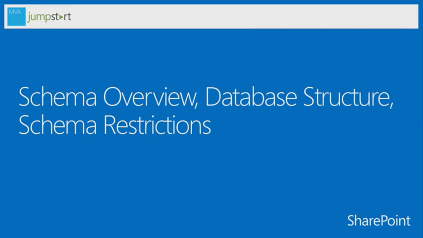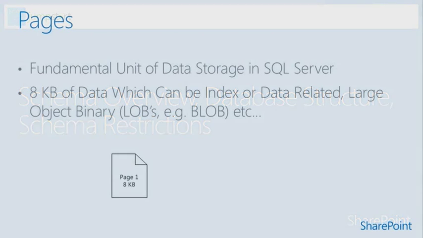I remember how to use my desktop here, and we'll jump back in here. And we're going to go into a schema overview. Remember, I mentioned the word schema. It's really just a blueprint of what the database looks like. So we're going to discuss here some different components of the schema and the database structure and a few restrictions that we've encountered in the real-world environment here in SharePoint 2013.